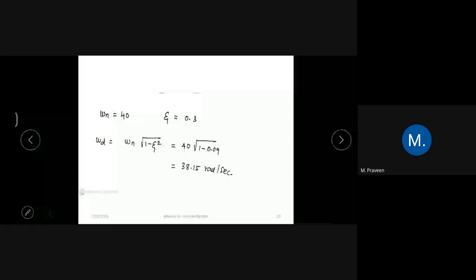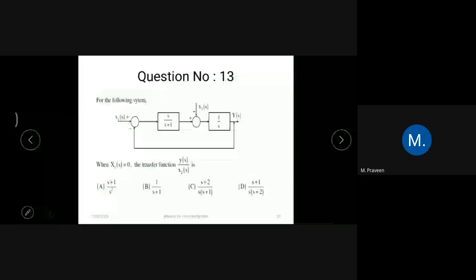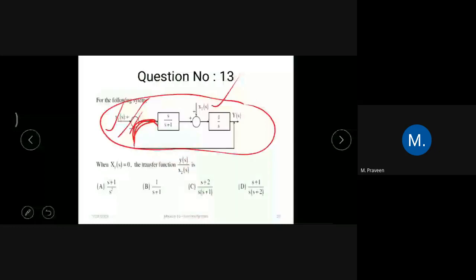And look into the block diagram. When x1 of s is equal to 0, what is the transfer function y of s by x2 of s? They've given 4 options. Here in the figure, x1 of s as well as x2 of s are feeding 2 inputs. If x1 of s is equal to 0, then this adder section will be eliminated and become a direct short circuit. Under this condition, what is the closed loop transfer function? That is the question.